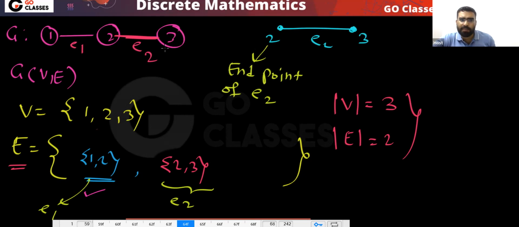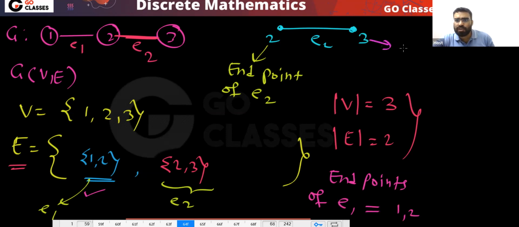So tell me, who are the endpoints of E1? These are the endpoints of E1. So the endpoints of E1 are 1, 2. If I ask you what are the endpoints of edge E1, then that will be 1, 2. And these are the endpoints of E2. So for this edge E2, there are 2 endpoints, 2, 3. So very simple.